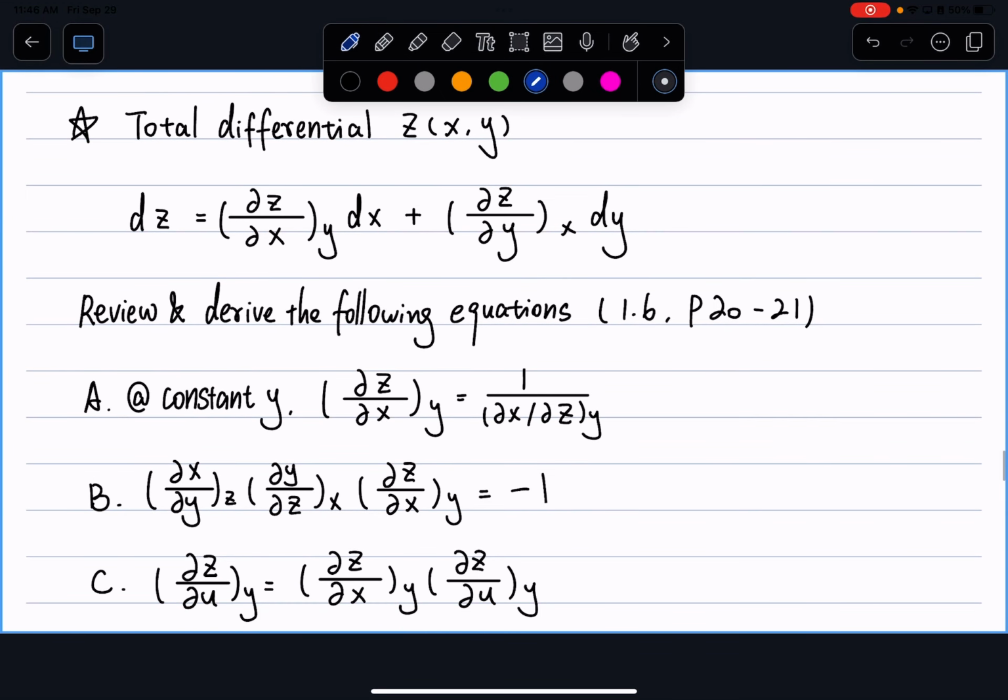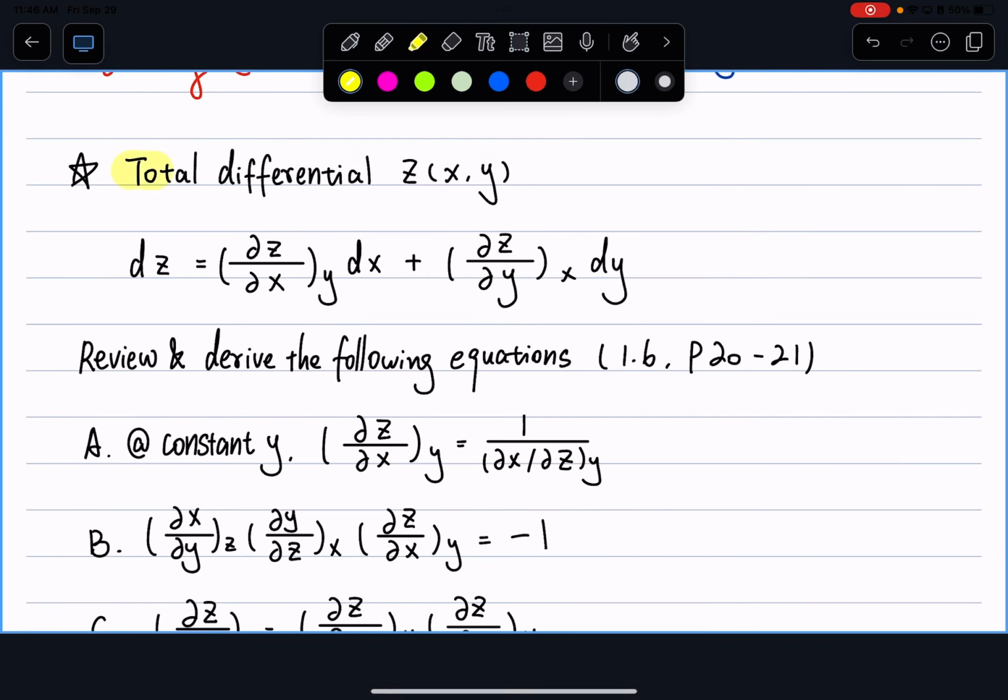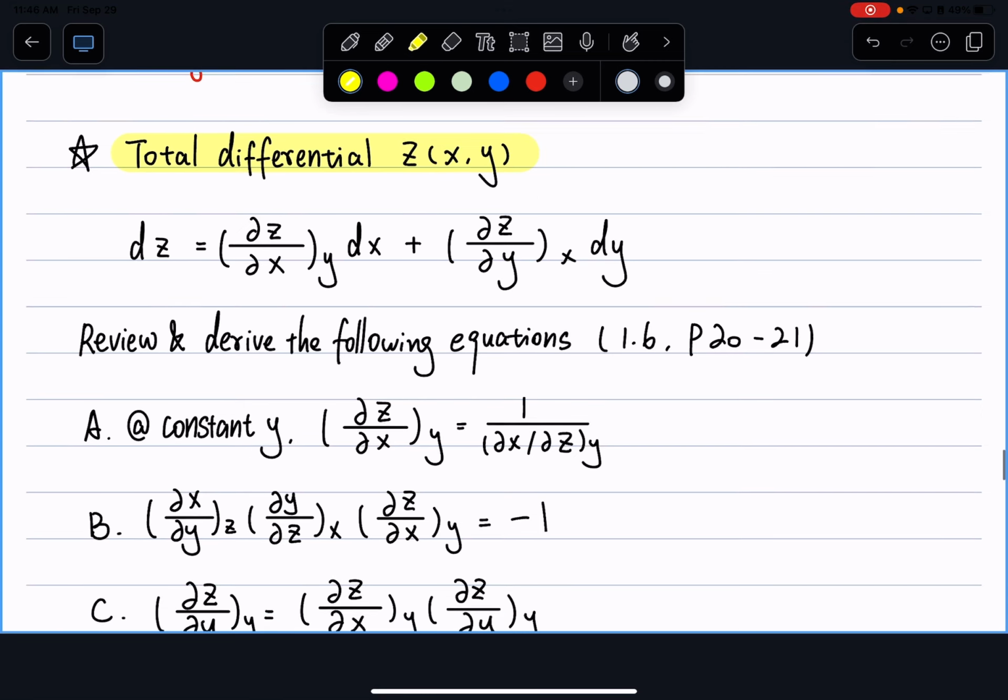And there is some more information about partial derivatives. For example, you can write out the total differential of a function with multiple variables by using partial derivatives. By definition, dz equals the partial derivative of z over x at constant y times dx, plus the partial derivative of z over y at constant x times dy. It's long, but hopefully it's not too hard to capture.